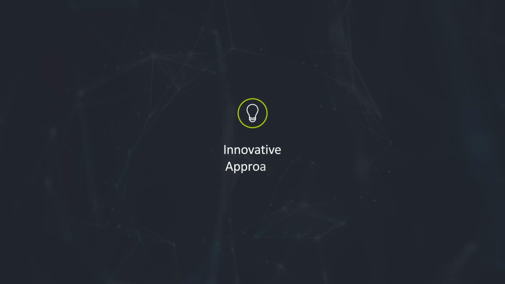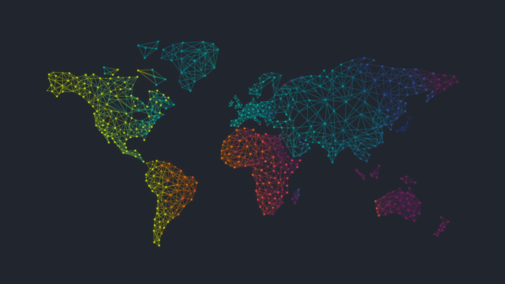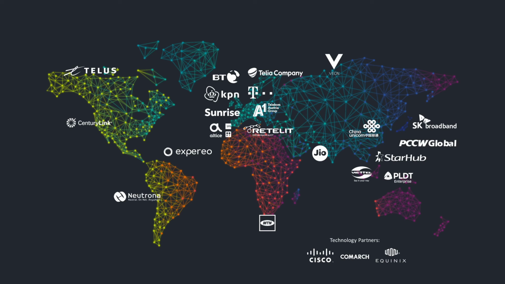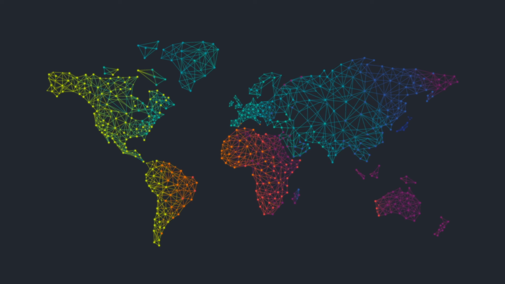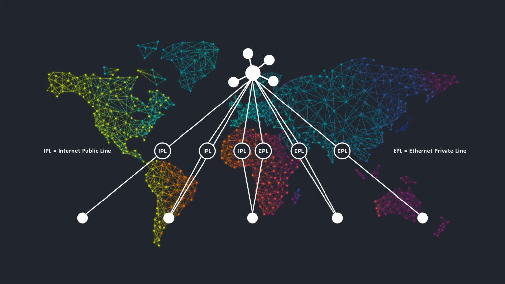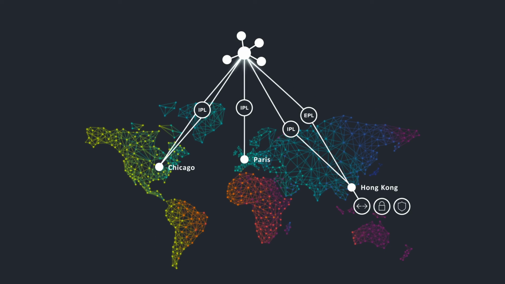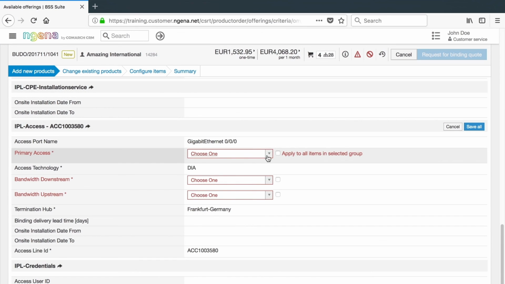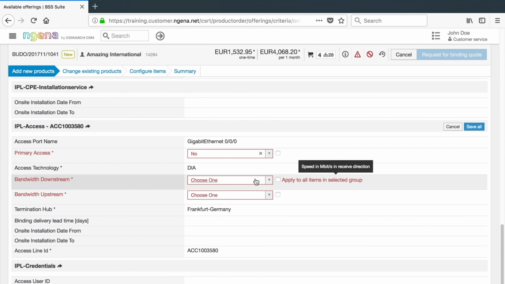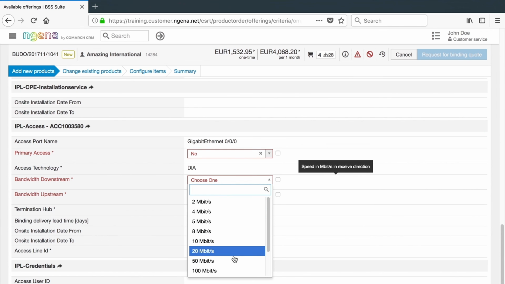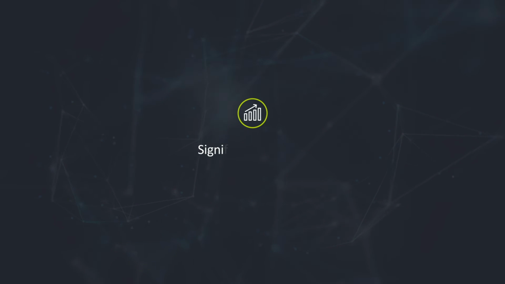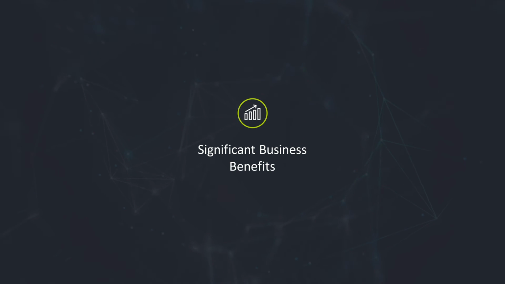ngena's innovative approach centers around: 1. A global alliance of leading telecommunication providers. 2. A software-defined network providing hybrid VPNs for enterprises. 3. An end-to-end automated service orchestration. And 4. A central portal supporting all business and operational processes. With the ngena approach, alliance partners and their customers can realize significant business benefits. When will you start using ngena?